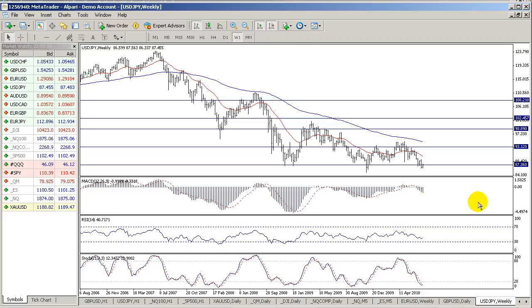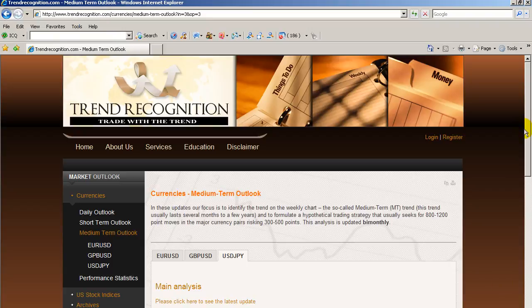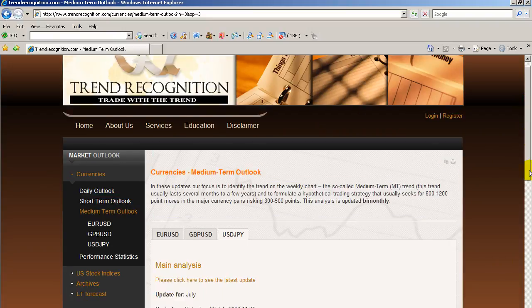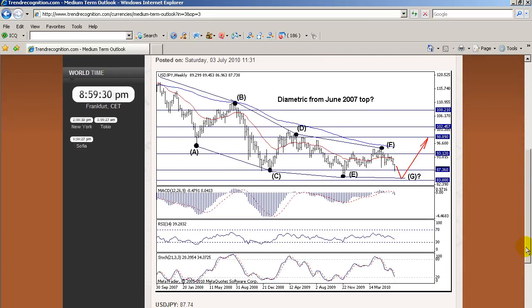The readers of our site know that since the launch of the site in May 2009, we've been following a diametric formation here. I'll go to our website. This is the weekly count of dollar-yen. This is the weekly chart. And you see the diametric formation that we've been following for more than a year. And it guided us very well for the past year or so. We attempted several short trades in this market.